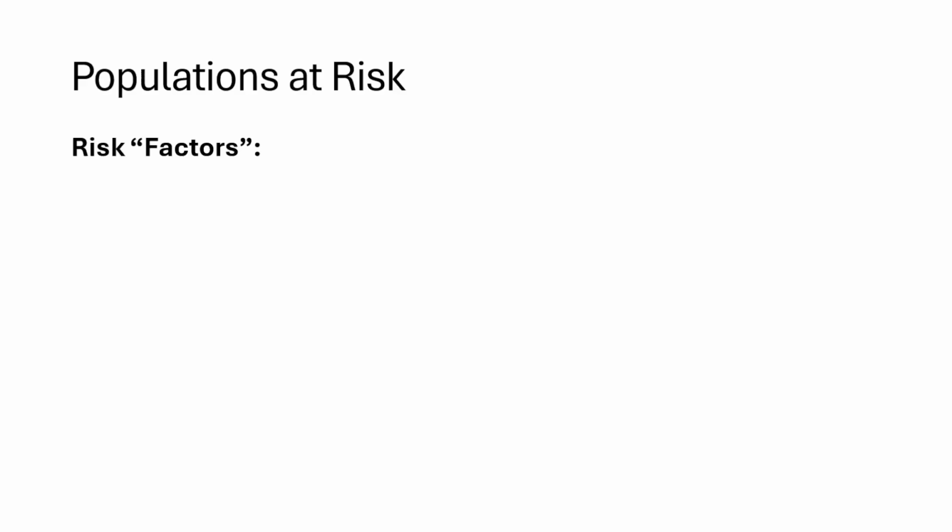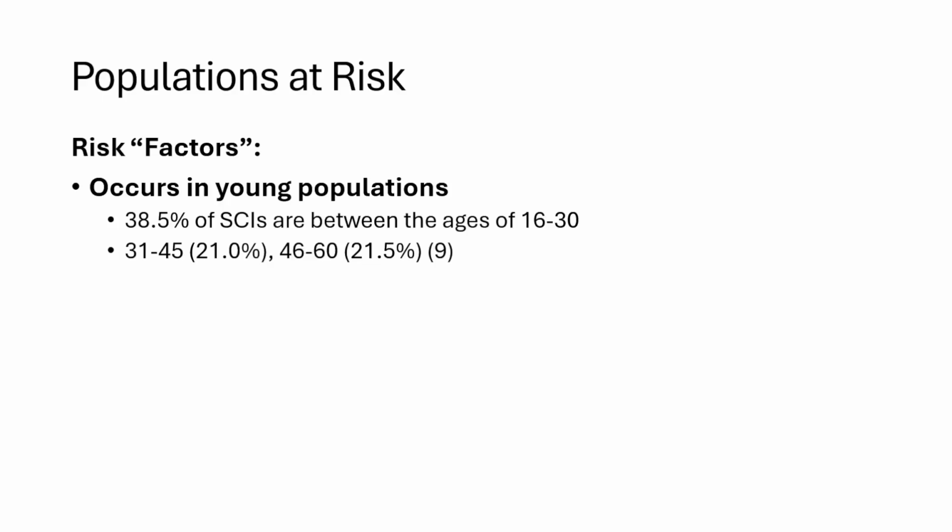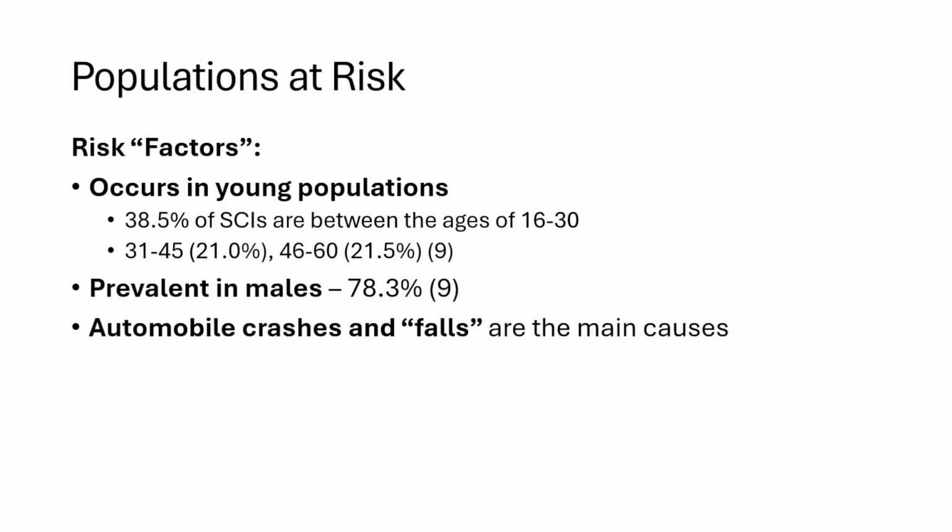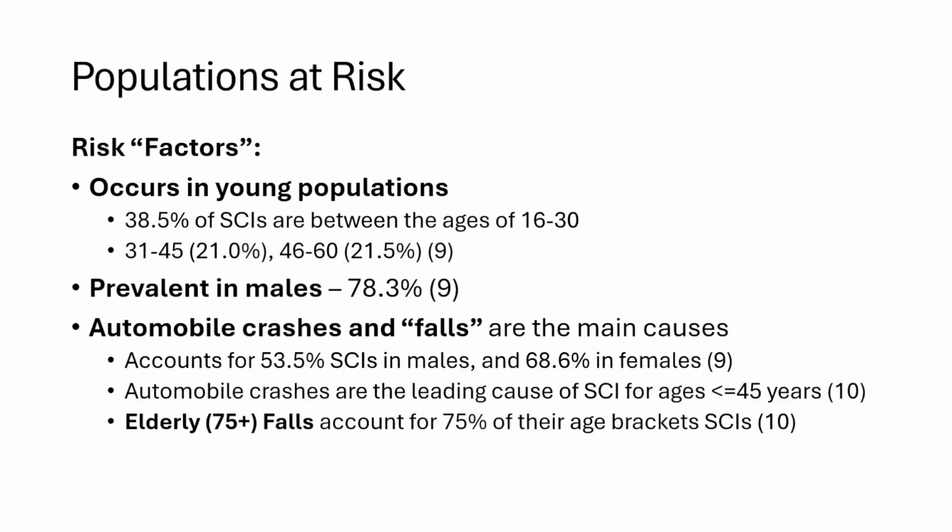So some interesting facts about this in terms of population is that this mainly affects young people. So 38.5% of SCIs are between the ages of 16 and 30, and it's more prevalent in males too, around 80%. Automobile crashes and falls are also the main causes of spinal cord injuries, but interestingly, elderly falls account for 75% of the age bracket spinal cord injuries.